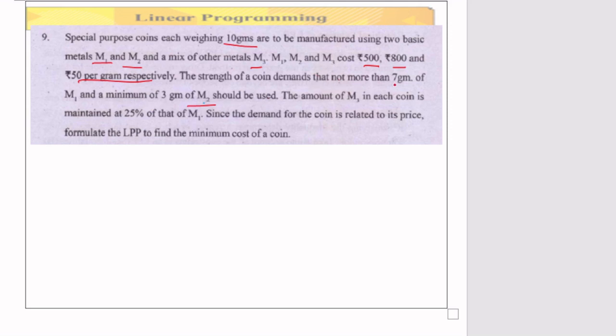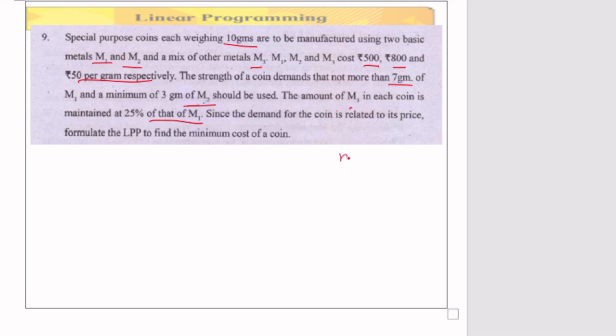So it demands not more than 7 gram, so maximum 7 gram of M1. Try to understand what they're trying to figure out: not more than 7 gram, it should not go beyond 7. And a minimum of 3 gram, so at least 3 gram, it should not be less than 3 gram of M2. The amount of M3 in each coin is maintained at 25% of M1.